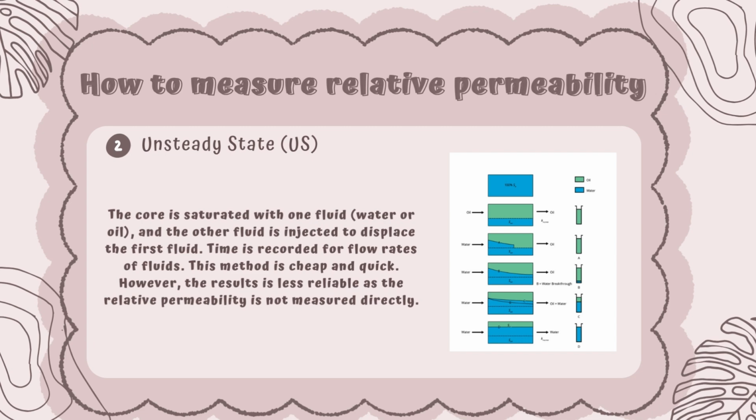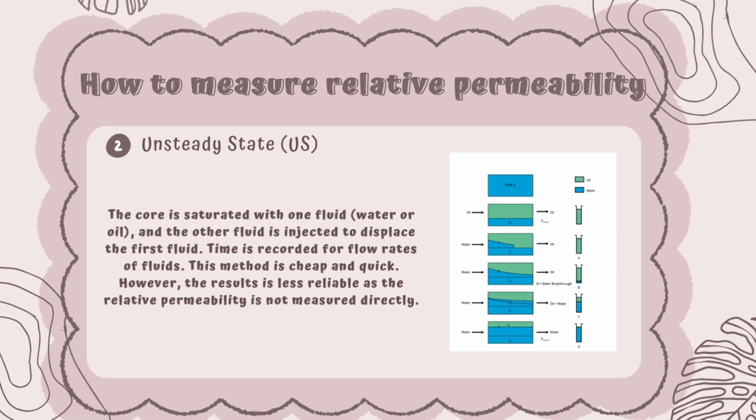Applying this method is cheap and relatively quick. However, this method requires analytical interpretation of the result. That is because relative permeability is not measured directly, which makes the result less reliable than the steady state method. The figure shown is an example of a schematic of an unsteady state water flood core flood relative permeability experiment.